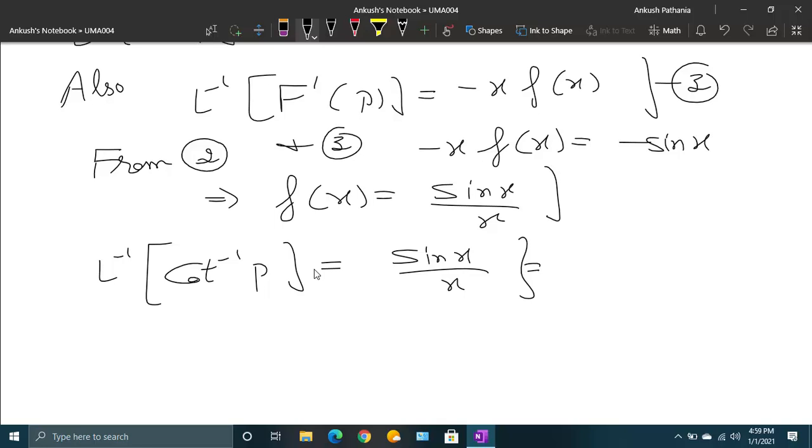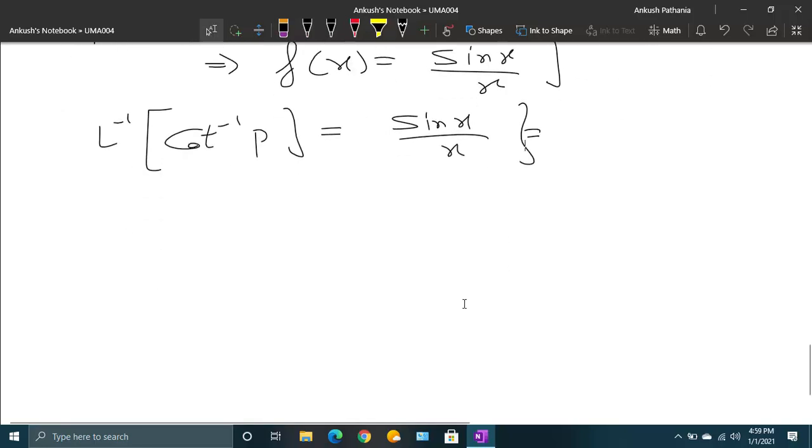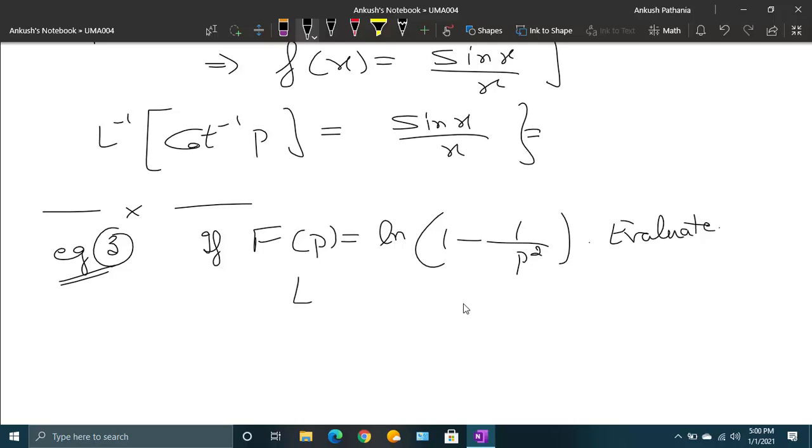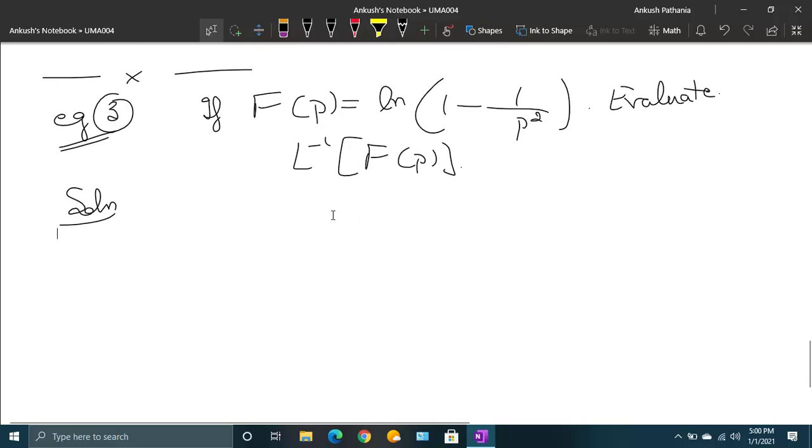So this is one of the questions where we can make use of inverse Laplace transform property number 2. Now I am taking one more question. If F(p) is equal to ln(1 minus p square), evaluate the Laplace inverse of F(p). This is the question.